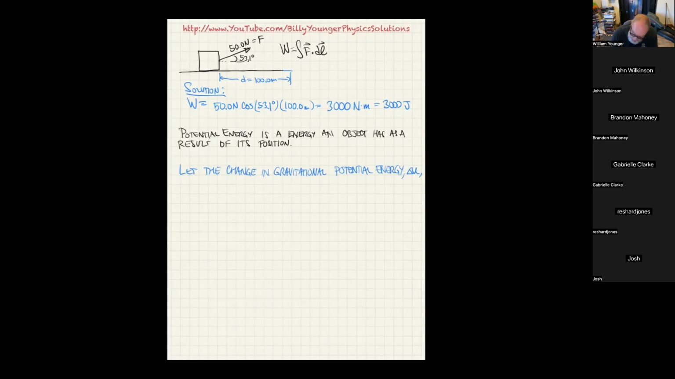Let the change in gravitational potential energy, delta U, be defined as the work required to lift the object from y equals 0 to y equals h.